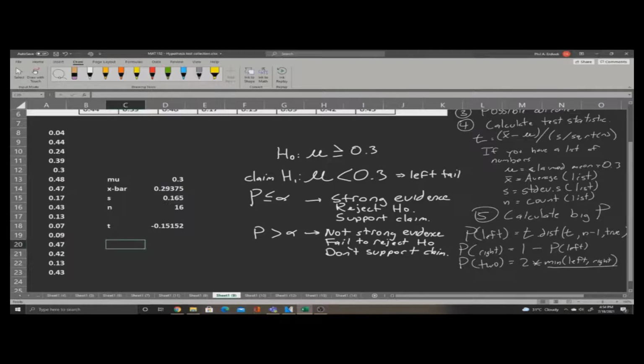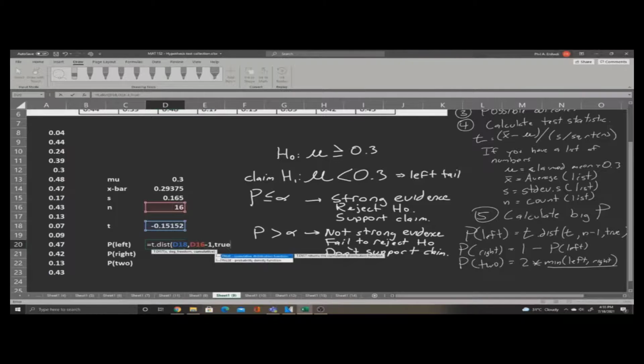Now we use the test statistic to calculate the big P value. We'll make a place for the left tail, right tail, and two tail. Now, in this particular hypothesis test, we only need the left tail, but I'll show you how to calculate all three. For the left tail, we use the function t.dist, click the test statistic, comma, click N, subtract 1, comma, true. There's our big P value for the left tail.